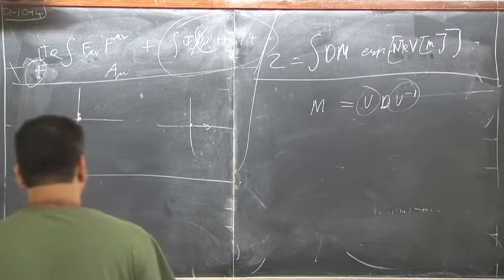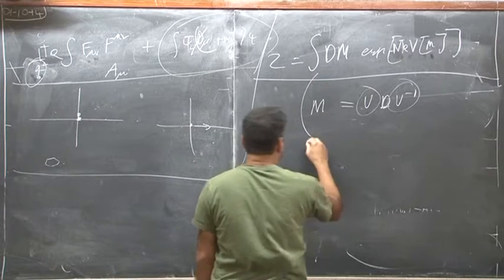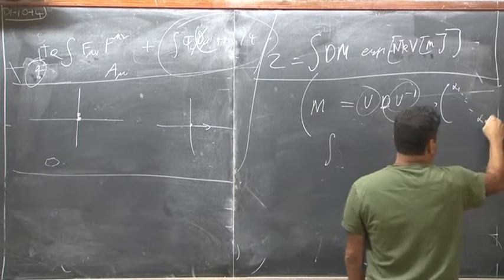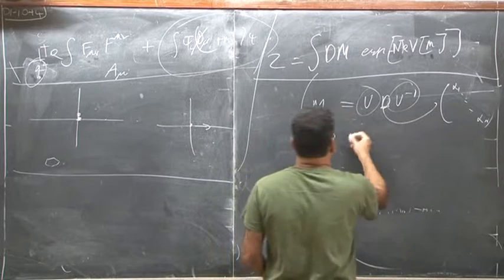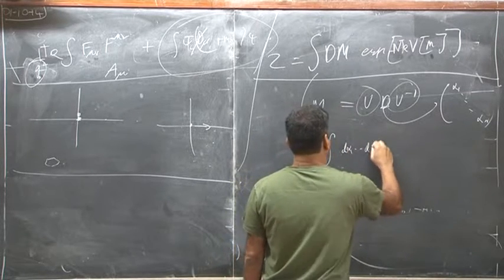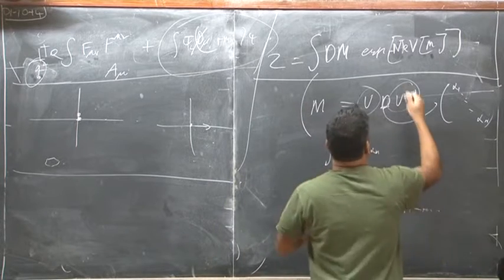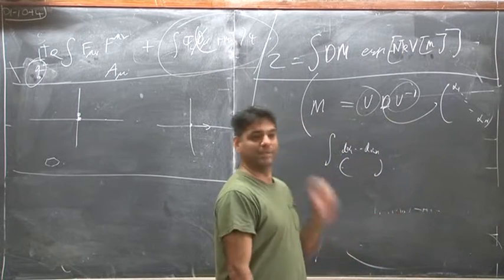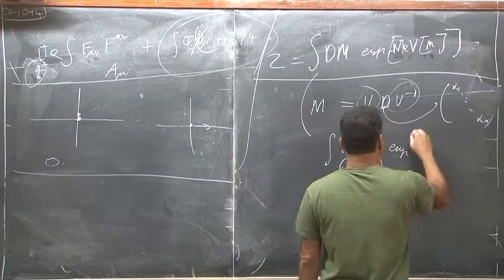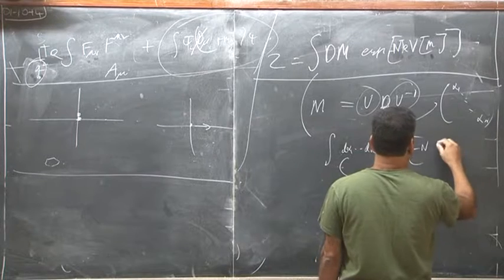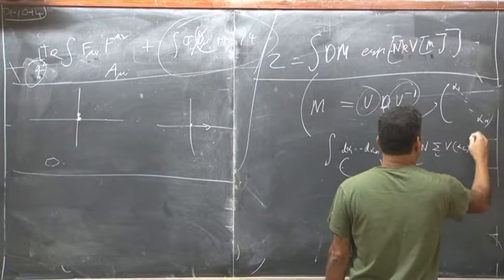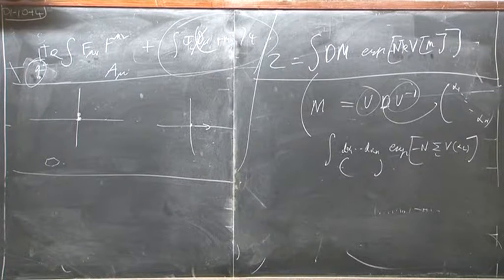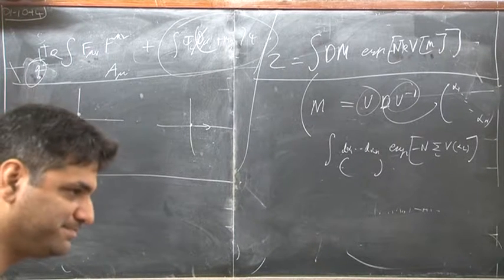Said again, let's suppose that the eigenvalues of this matrix are alpha 1 through alpha N. Such an integral is the same as an integral over d alpha 1 through d alpha N, times some measure factor that we are yet to determine, times exponential of minus N sum over i of V of alpha i. All that remains is to determine the measure factor.